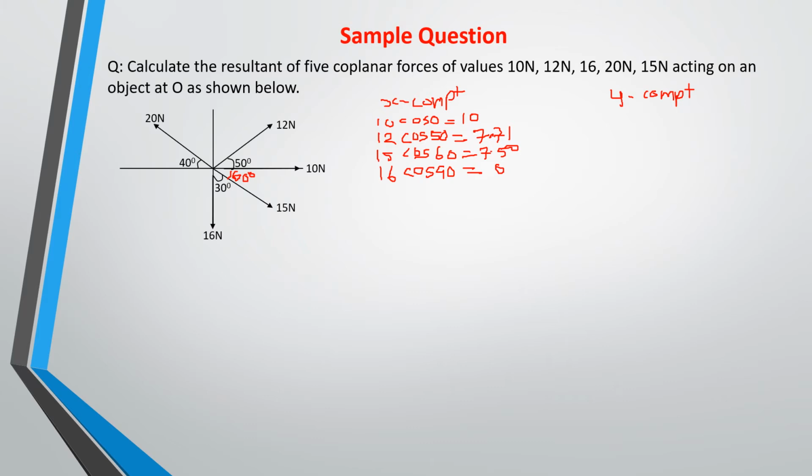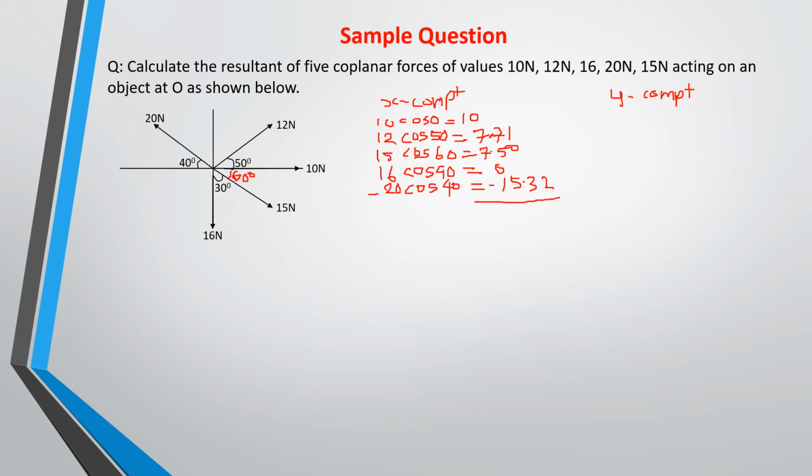Then the last one there is minus 20 cos 40 degrees. So if you work that out, you are going to have minus 15.32. So after you've done all this, you add everything together. So this is for the X component.